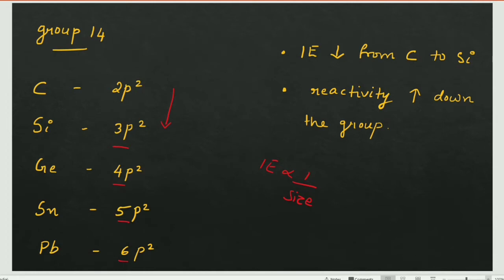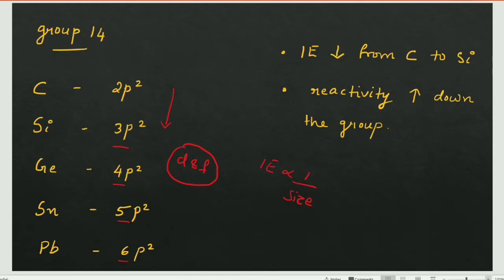And after silicon what happened? The d and f shells come. So due to d and f shell shielding, germanium, tin and lead have some irregular trend. So according to the electronic configuration, you can determine the ionization energy, whether it is small or greater.